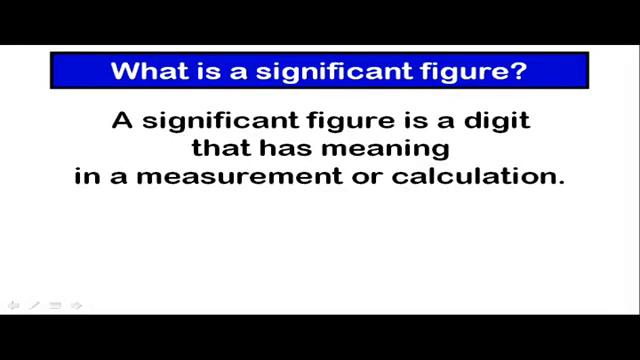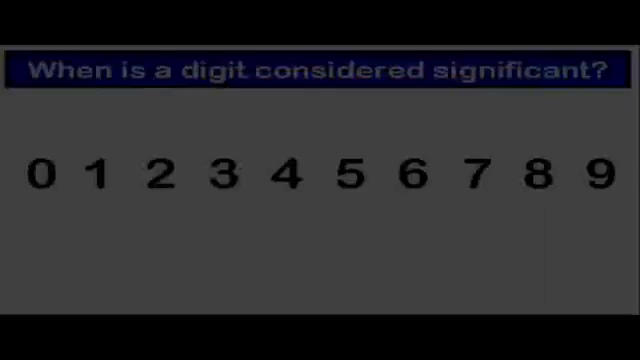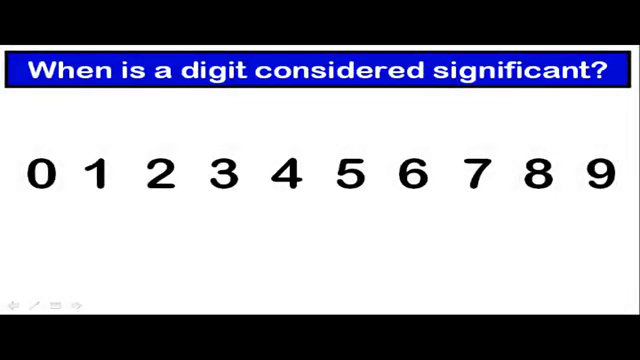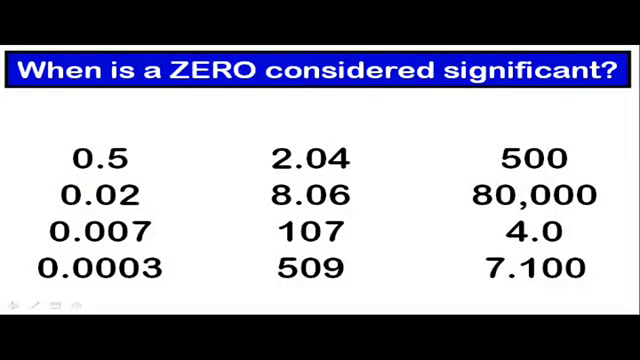So what is a significant figure? It is a digit that has meaning in a measurement or calculation. And you should realize that a number or a measurement should have the same number of sig figs whether it is written in scientific notation or regular notation. Out of all of the digits 0 through 9, the numbers 1 through 9 will always be significant, and the number 0, it depends. Sometimes it is significant and sometimes it is not.